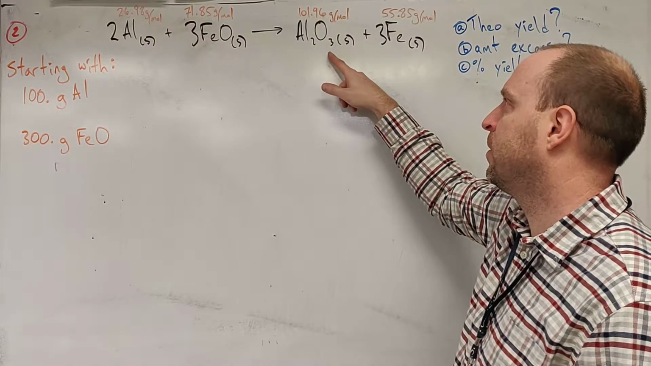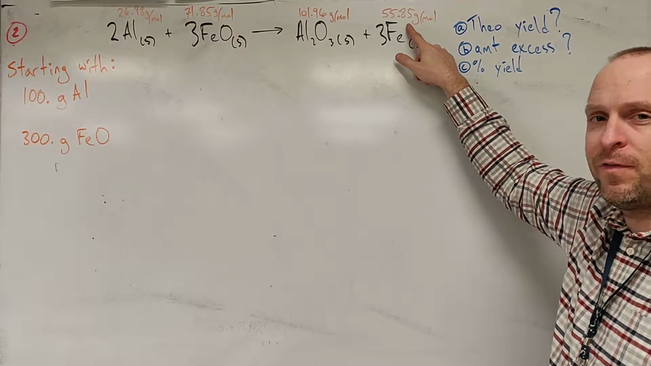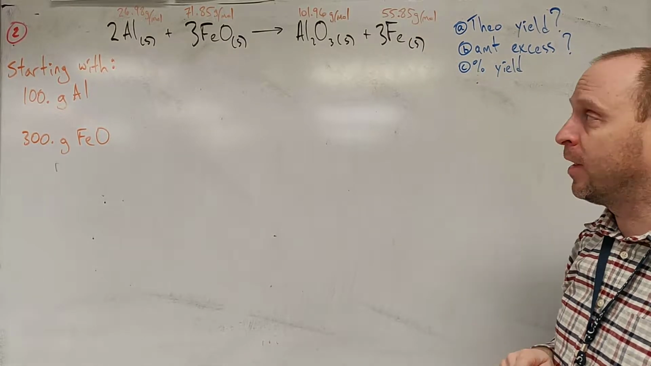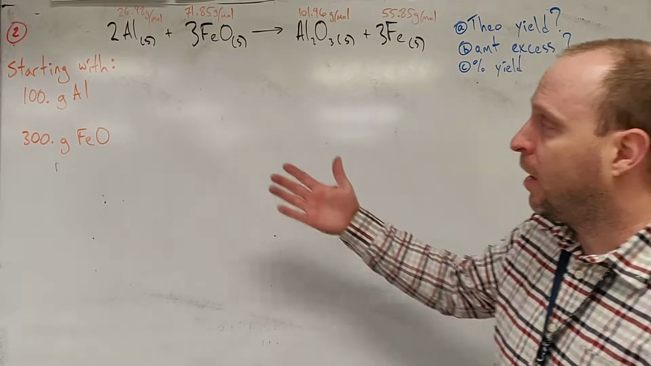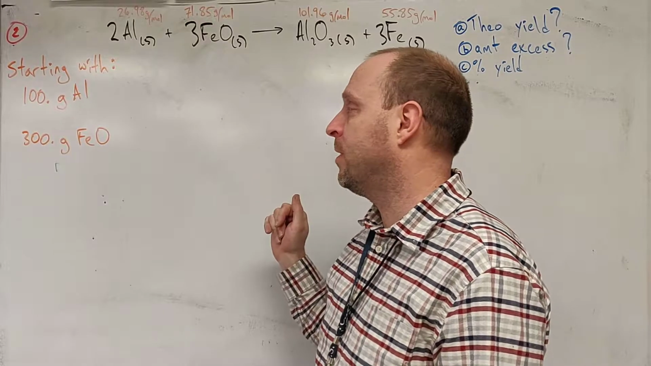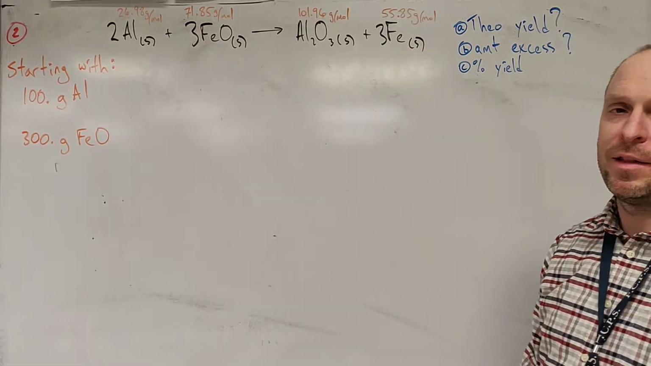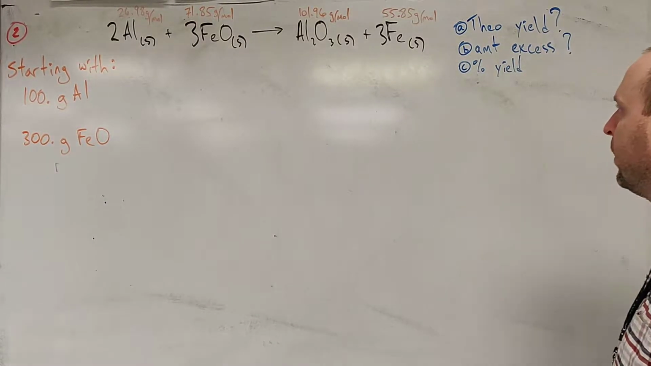Similarly, 2 aluminums, 3 oxygens, 101.96. And the iron on the periodic table, 55.85 grams per mole. This 3 doesn't come into play for that. It is used for our stoichiometric ratios later. I've made up some starting amounts here, 100 grams of aluminum and 300 grams of iron oxide. This is like the only chemistry joke I have, is that iron oxide is a super ugly compound.